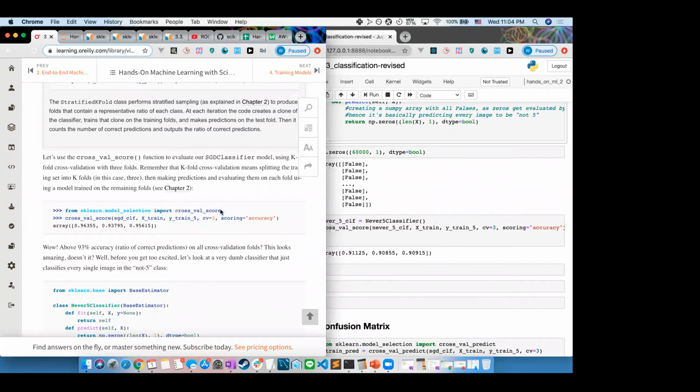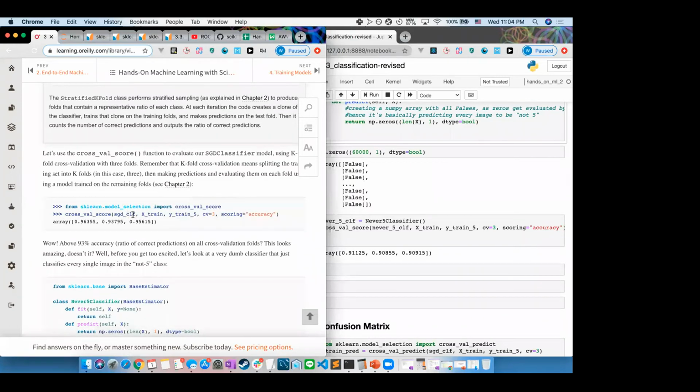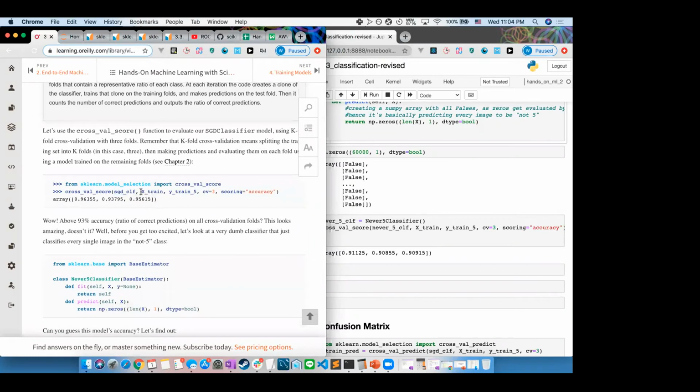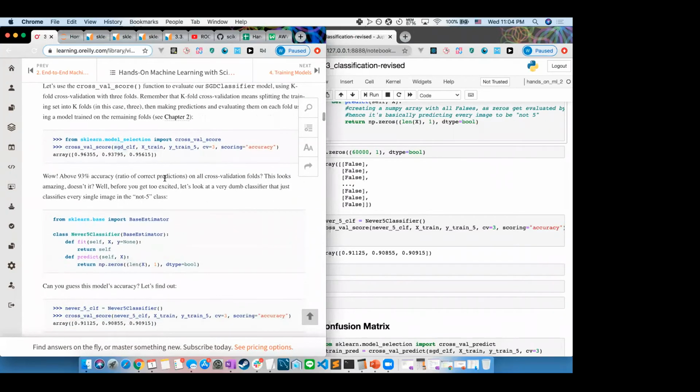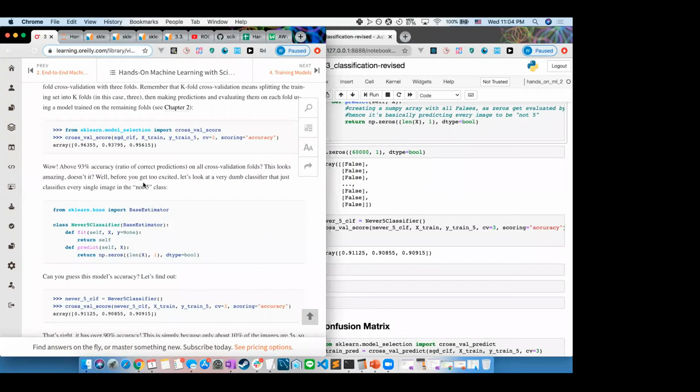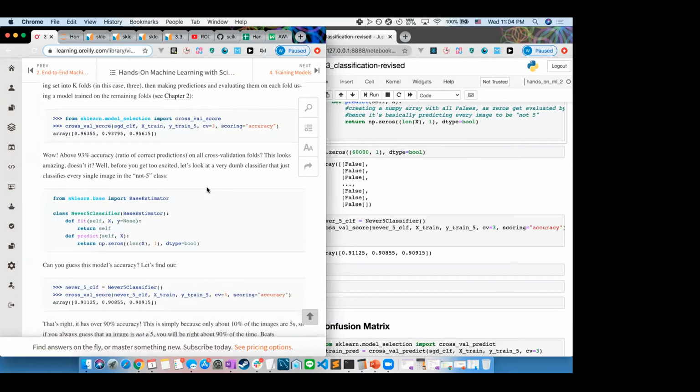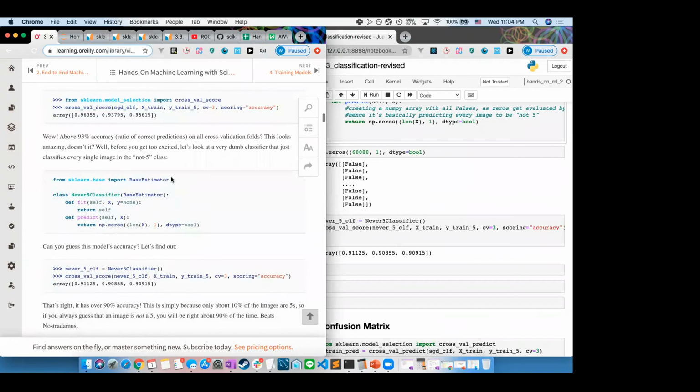Use the cross_val_score function from model_selection from sklearn, and we're using CV equals 3. We're using scoring equals accuracy, and we're evaluating this model that was trained, with some of the labels and also the training data. Wow, above 93% accuracy, the ratio of correct predictions on all cross-validation folds. That looks amazing, doesn't it? Well, before you get too excited, let's look at a very dumb classifier that just classifies every single image in the not-5 class.